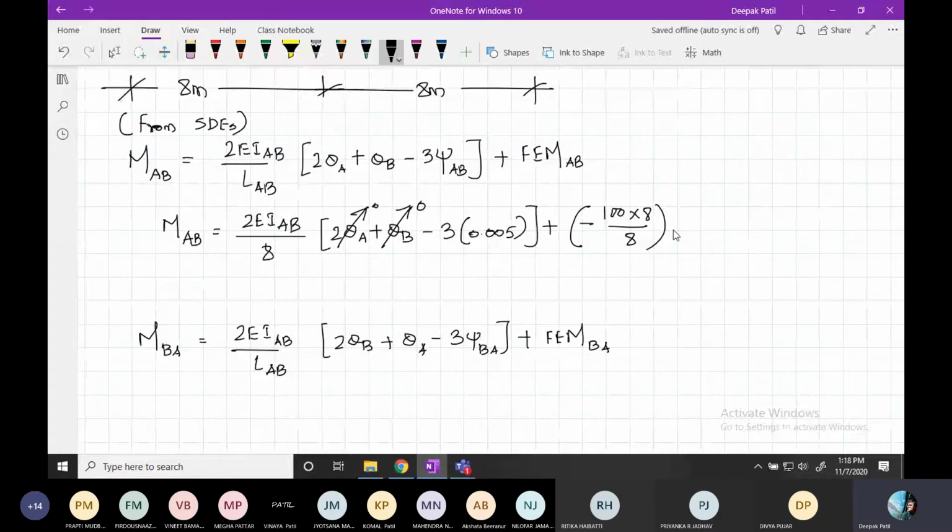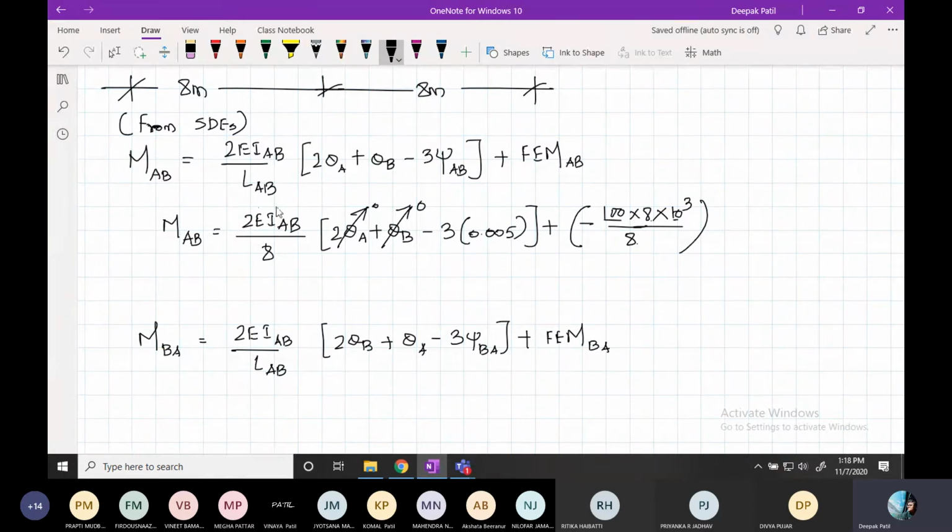Right now, what we have to do here is write down all the loads in terms of newtons, not in terms of kilonewtons. That is, 100 kilonewton is there. That's how I've written 100 into 10 raised to 3 newtons. Okay, 8 and 8 are correct.